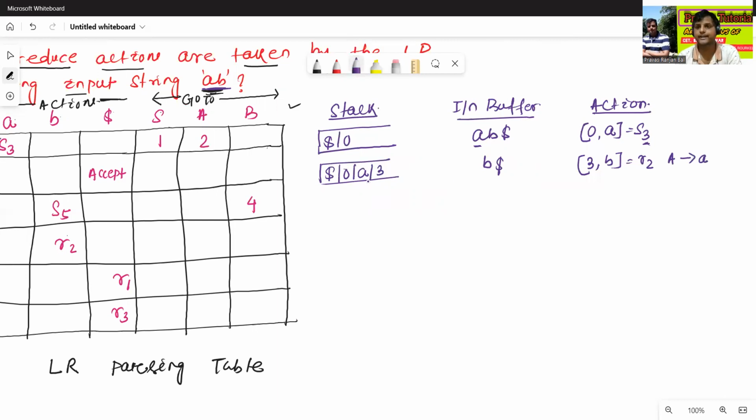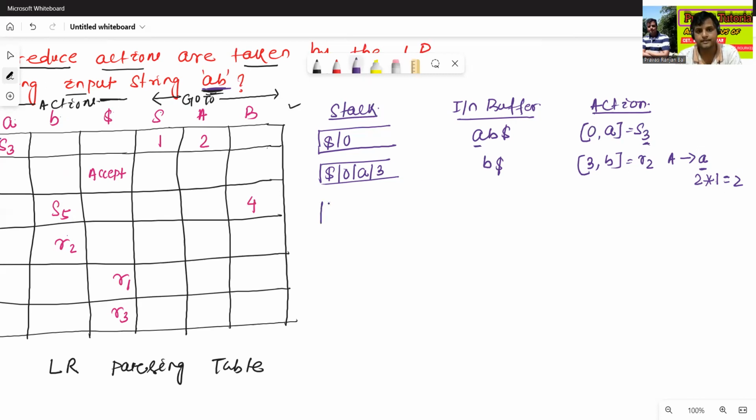So how many elements will we reduce from the stack? 2 times the RHS part. The RHS part contains only one element, A. So 2 into 1 equals 2. Okay, 2 times the elements in the RHS part. The RHS part contains one element, so that's why we will remove two elements from the stack.